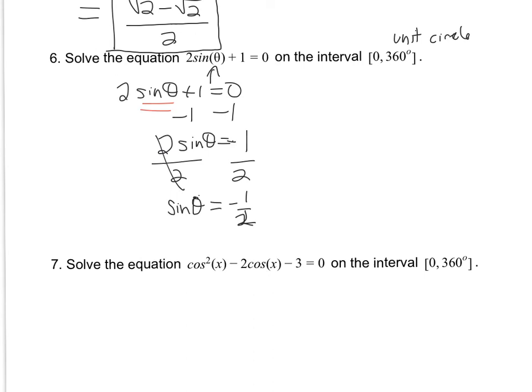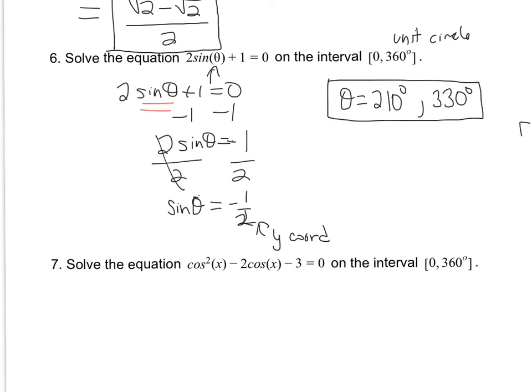So now all I have to do is look where on the unit circle has a sine value of negative half. Now since sine is the y-coordinate, I'm just looking on my unit circle for what angle has a y-coordinate of negative half. So if I look here, the first angle is 210, so theta is 210, and the other one appears to be at 330. So those are the two angles on the unit circle that would have a sine value of negative half, thus would make this equation true.